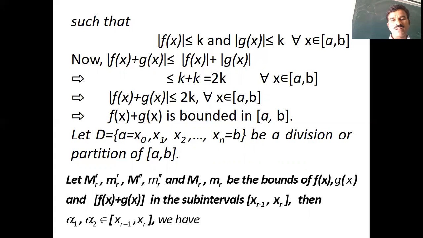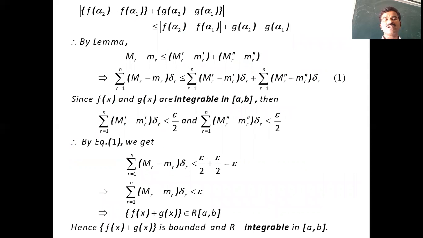Let M_r double prime, m_r double prime be the bounds of g(x), and M_r, m_r be the bounds of f(x) plus g(x) in the subintervals [x_(r-1), x_r]. Then we have alpha 1 and alpha 2 belonging to the subinterval. We can have this relation here.